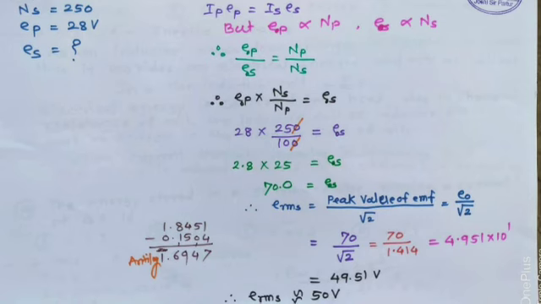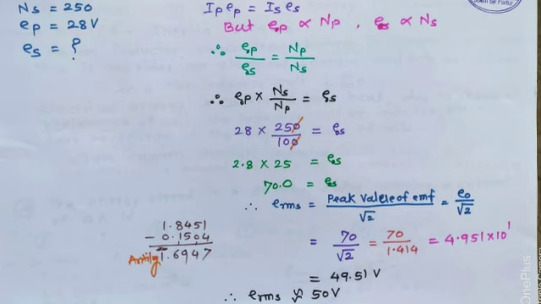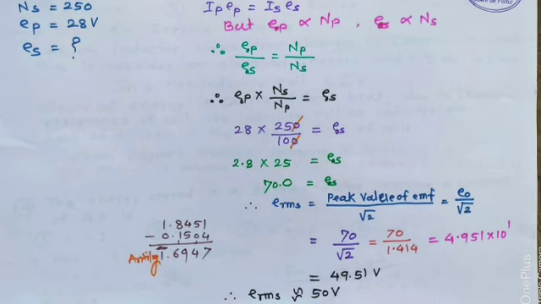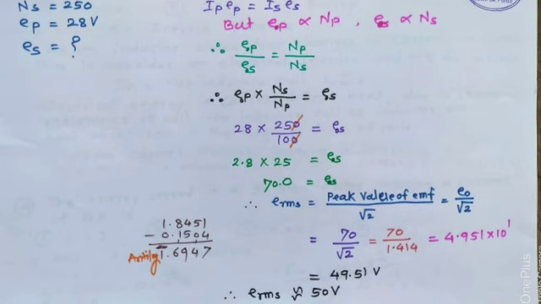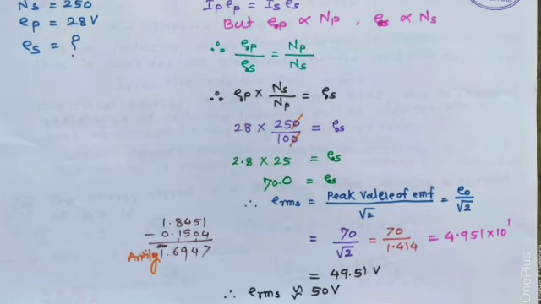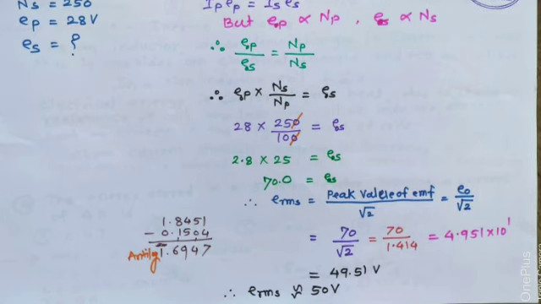But we need to find ERMS. So ERMS equals the peak value of EMF upon square root of 2. E0 upon square root of 2 will be 70 upon square root of 2, which is 70 upon 1.414, which is about 50 volt.